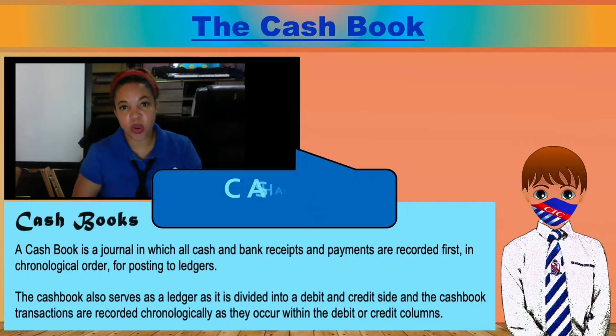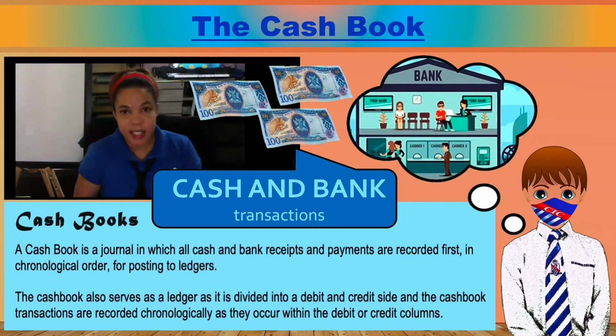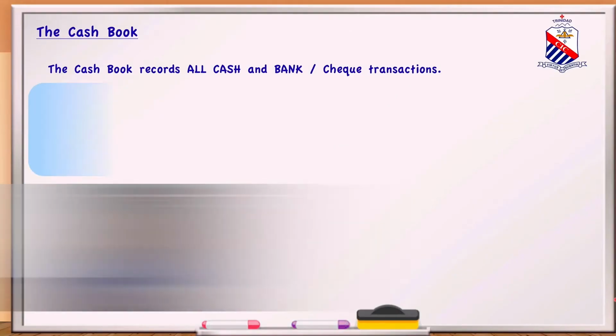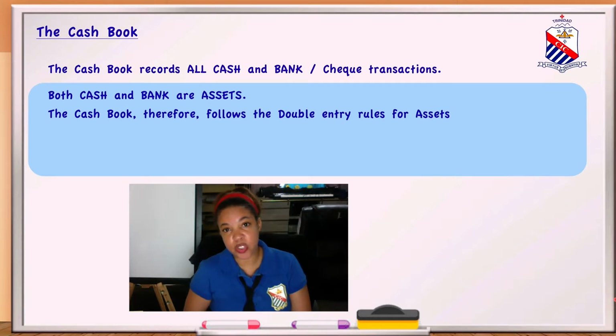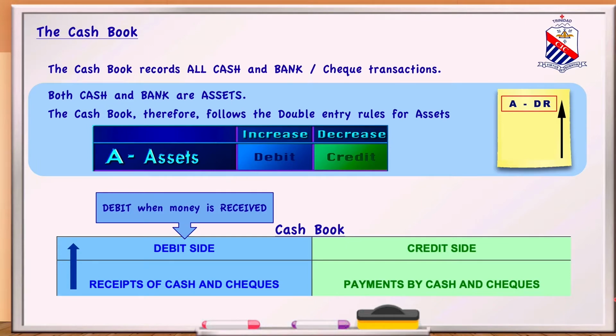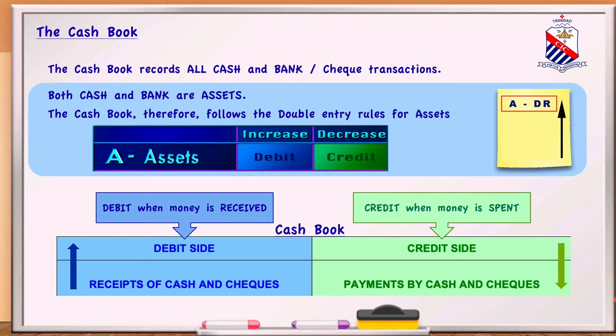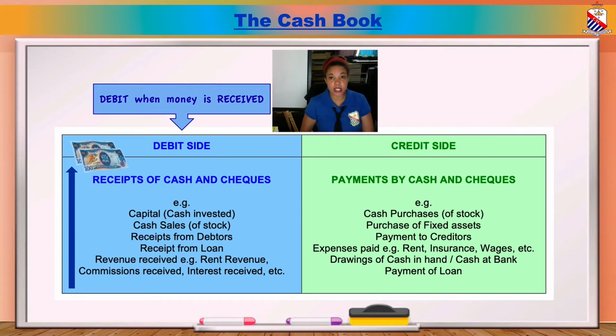So in other words, all cash and bank transactions. Since it looks like a T, that means that it follows the double entry rules. Cash and bank are assets, which means that we use the rules for assets where you debit any increases in the cash and bank and you credit any decreases in the cash or bank. So whenever you receive money, whether in the form of cash in hand or cash in bank, you're going to write on the debit side.